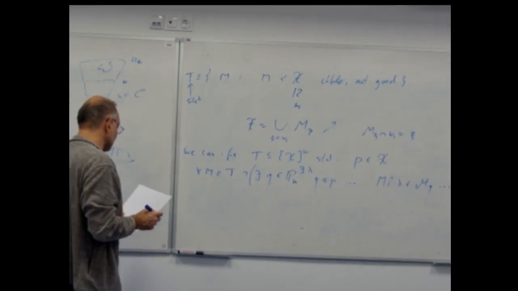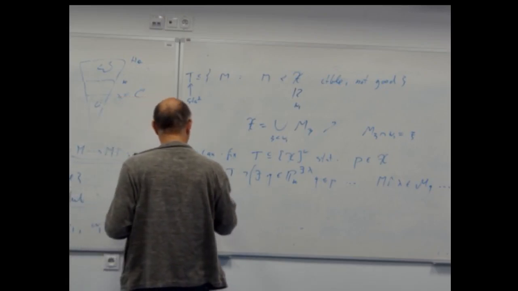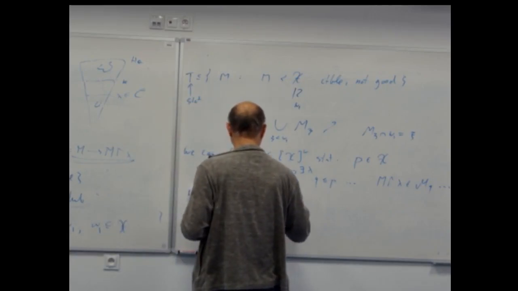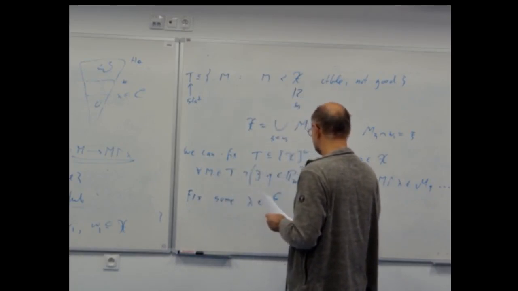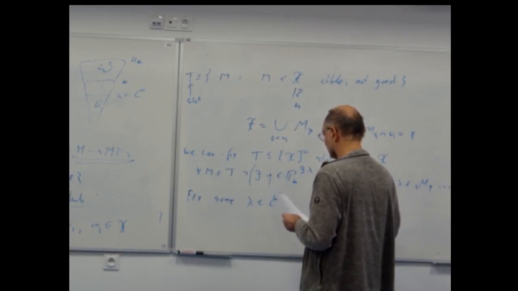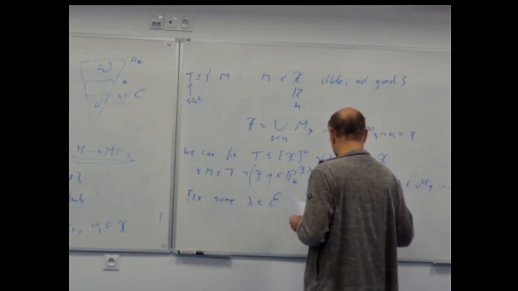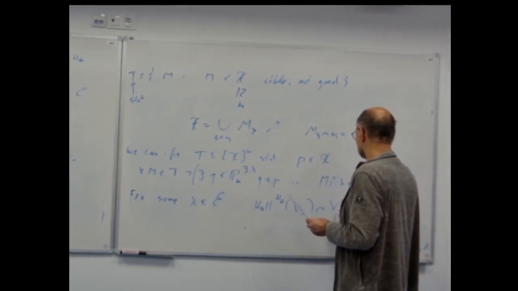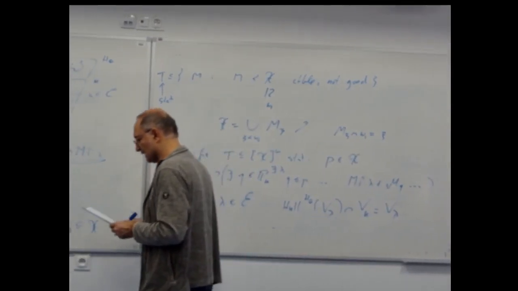Okay, so now we fix some lambda in E such that the hull of V lambda intersection V kappa in H theta is V lambda. There are club many such.